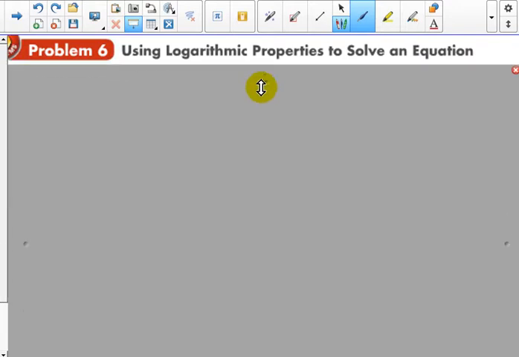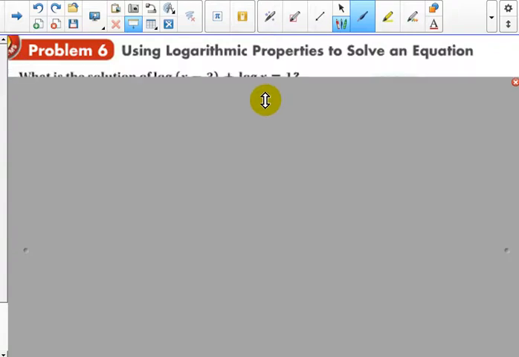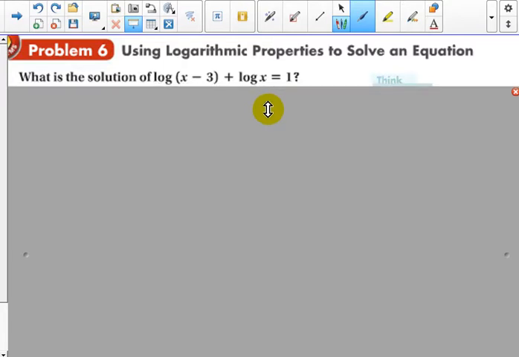On number 6, problem 6, it goes with exercises 14, 15, 16. Using logarithmic properties to solve an equation, what is the solution of log x minus 3 plus log x equal 1? Well, if you look in the middle of your paper, there's that table again. And they give you the product property, the quotient property, and the power property. We introduced those in the last lesson of 7-4. Now we're going to use them.